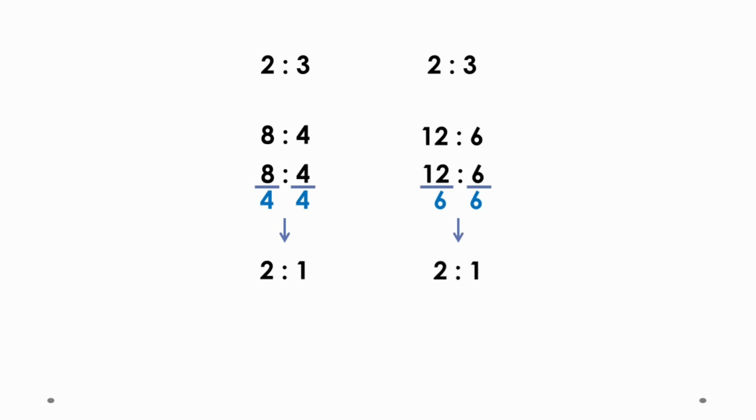To check if the ratios are equivalent or not, we need to reduce these ratios to their lowest terms and see what we get. In case of 8 is to 4, if we divide both the numbers by 4, what we get is 2 is to 1. On the other hand, if we divide both the numbers 12 and 6 by 6, what we get is 2 is to 1. So we see that 8 is to 4 and 12 is to 6 are equivalent when seen in their lowest terms.